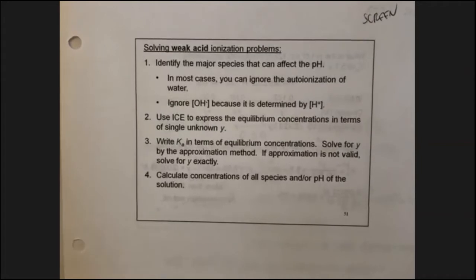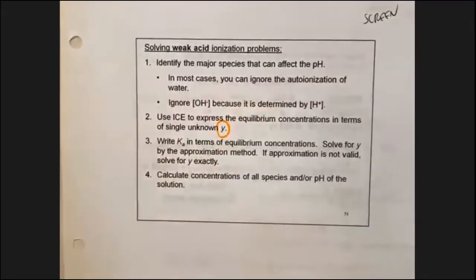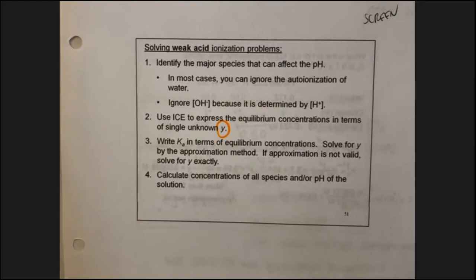Okay, so here's the way we're going to do it. First of all, you need to identify the species that can affect the pH, which is basically your weak acid. In most cases, because water's auto-ionization is so small, we pretty much ignore it. We also ignore any hydroxide ion concentration because it's usually determined by the hydrogen concentration. We set up an ice table so we can express the equilibrium concentrations in terms of a single unknown, which I'm using Y again. You can use whatever letter you want. I don't like to use X because I don't want to confuse it with the X in the times scientific notation. Now we write the Ka in terms of the equilibrium concentrations.